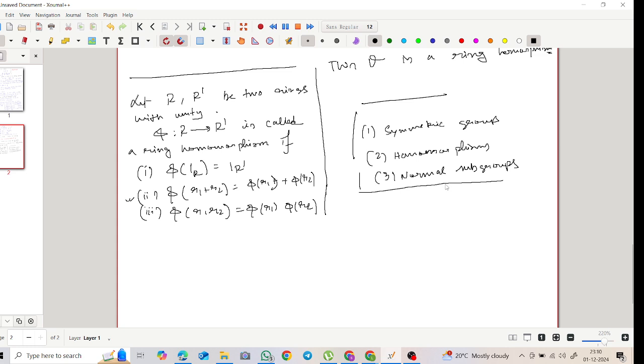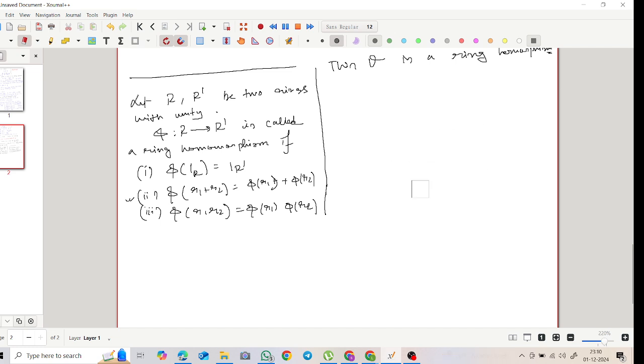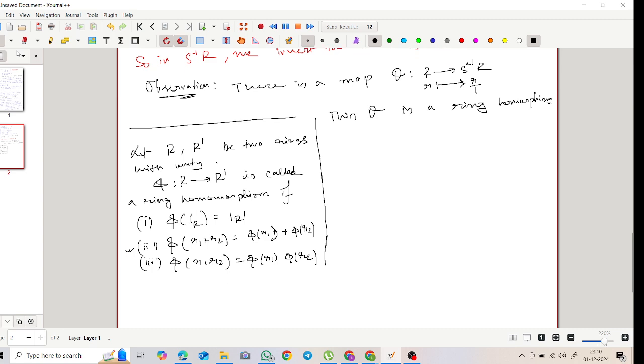Okay, so symmetric groups and homomorphisms, normal subgroups. Now, it's a ring homomorphism. Does everyone know what a ring homomorphism is and what the kernel of a ring homomorphism is?